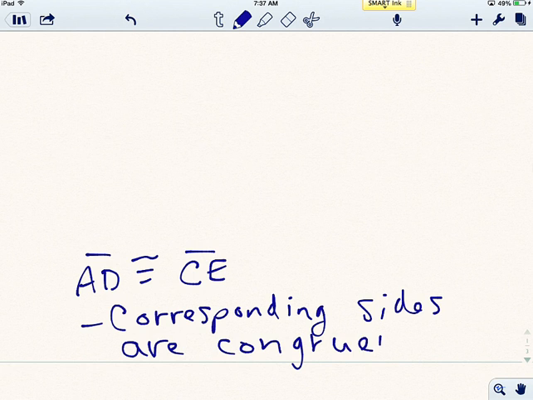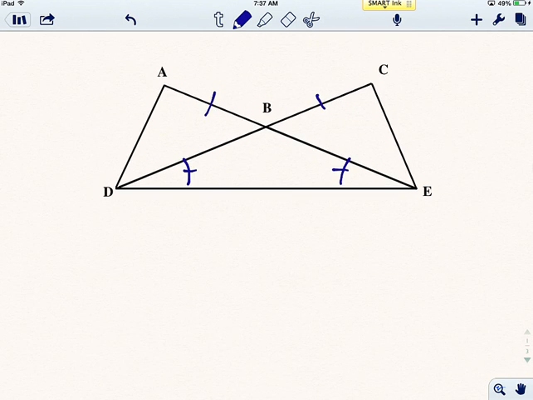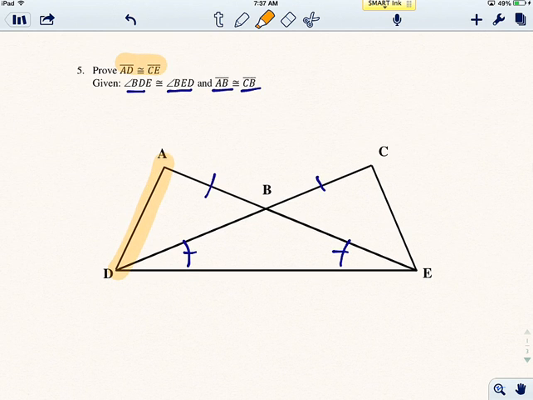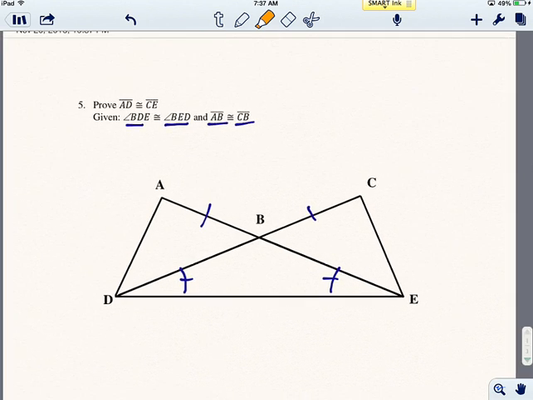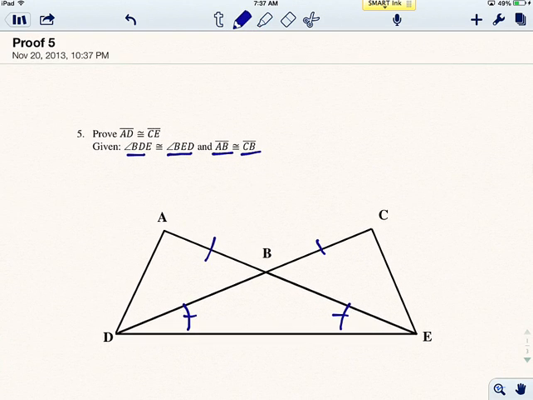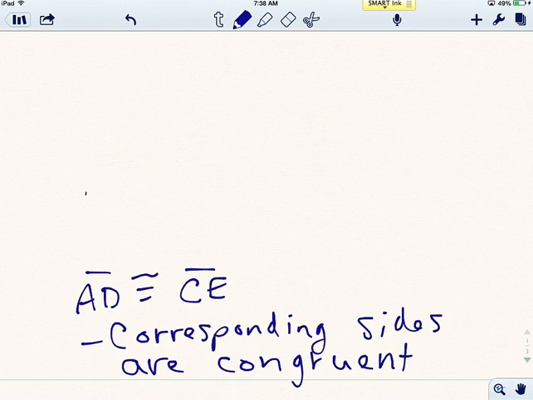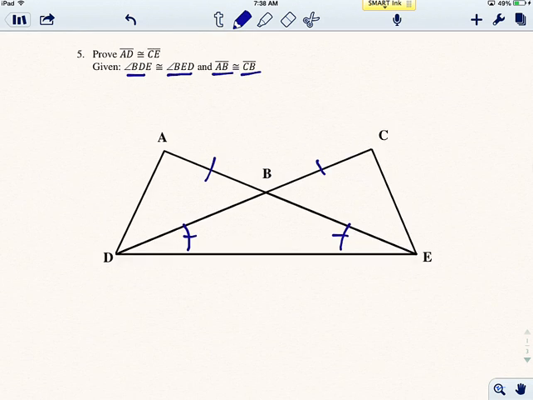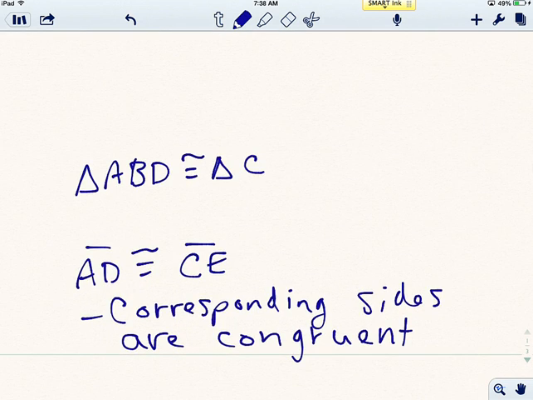Now we know that to prove this, we're going to need to prove that some triangle is congruent. So let's take a look at what exactly we're trying to prove. We're trying to say that AD, if we look up here, is congruent to CE. For that, we probably are going to need to prove that these triangles here are congruent to each other. So let's go ahead and write that step in. I want to say triangle ABD is congruent to triangle CBE. Now I need a piece of information.